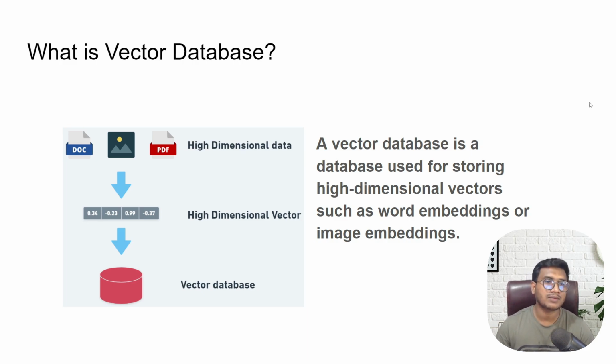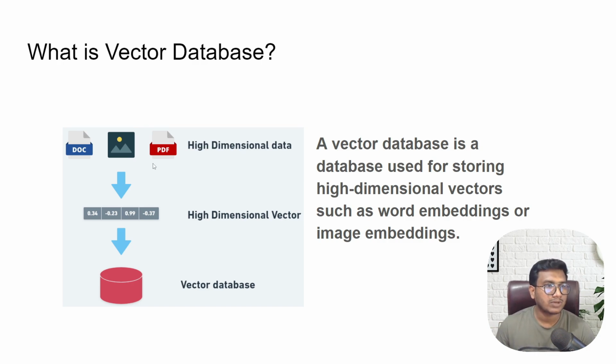A vector database is a database used for storing high dimensional vectors such as word embeddings or image embeddings. I think you already know that we have lots of unstructured and higher dimensional data like documents, images, PDFs. Then we also have audios, videos and so on, right? This is called unstructured high dimensional data.